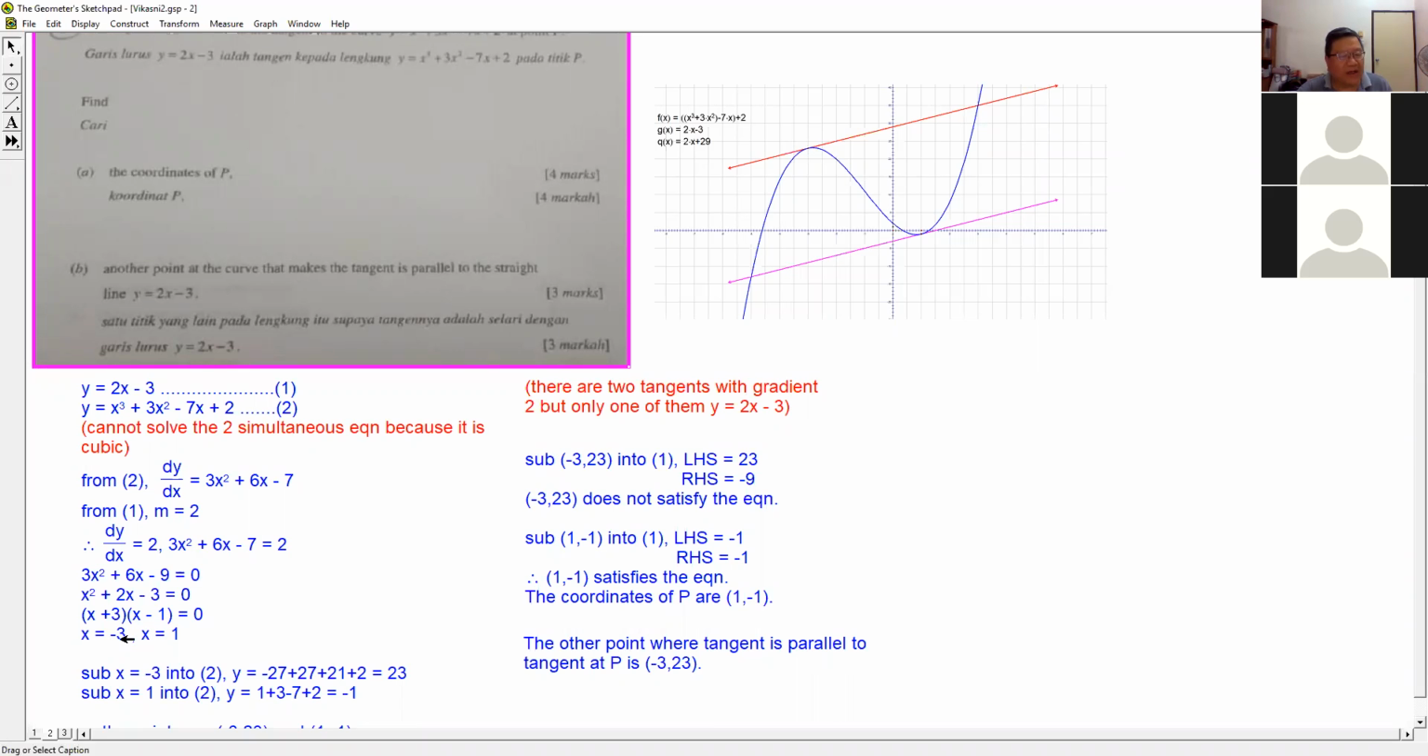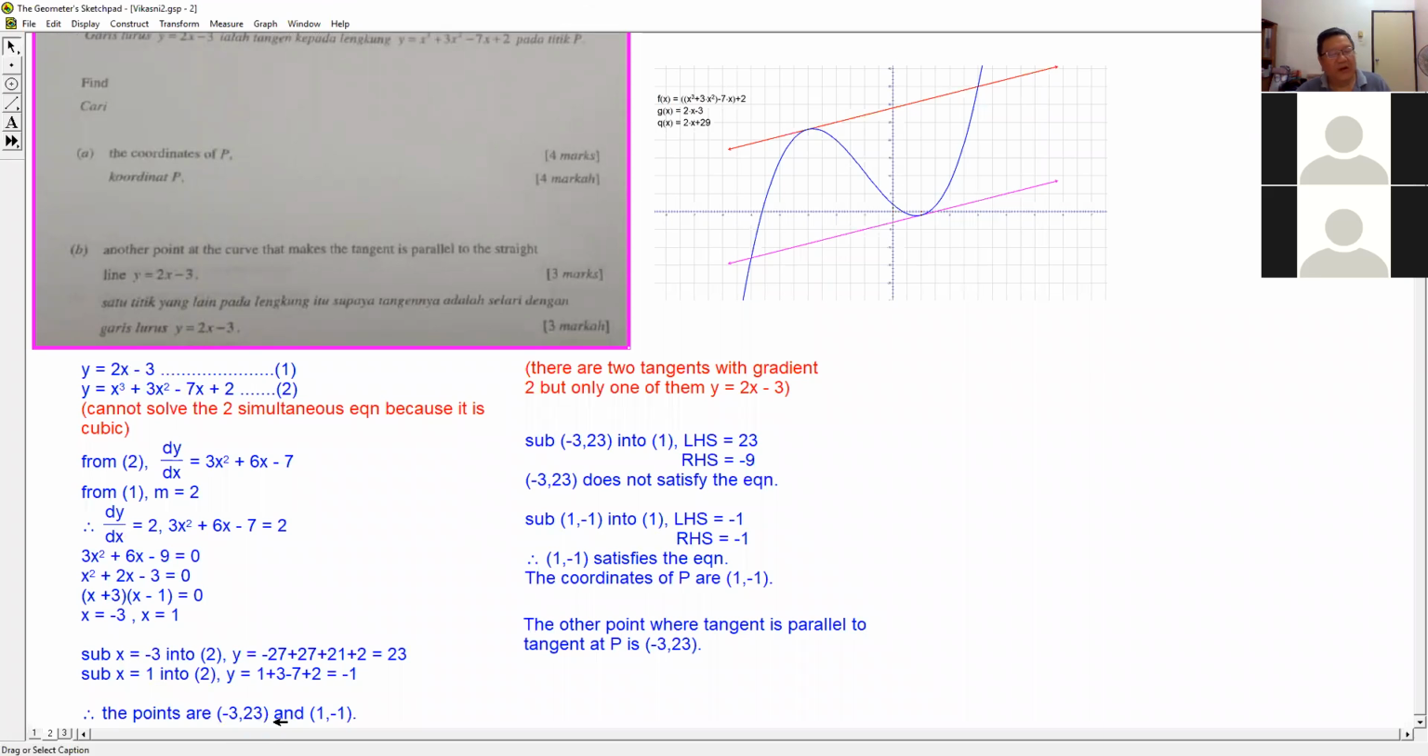So in order to know which of these points, I substitute x equals negative 3 and x equals negative 1, not into equation 1, but into equation 2. I substitute x equals negative 3 into equation 2, I get 23. Substitute x equals negative 1 into equation 2, I get y equals negative 1. So this gives rise to two pairs of coordinates. When x equals negative 3, y equals 23, I get one pair of coordinates. And when x equals negative 1, y equals negative 1, I get another pair.